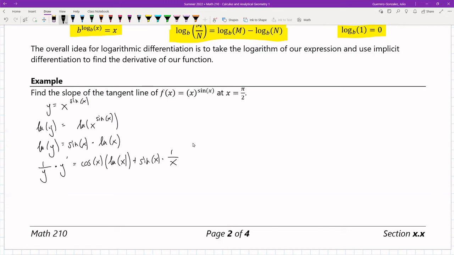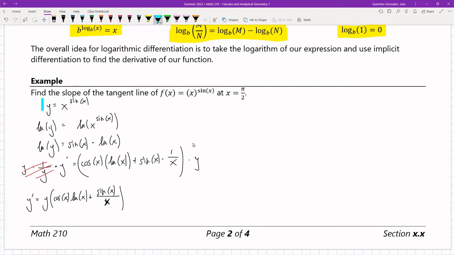I have a 1 over y. So for the whole thing, I get to multiply this side by y. That'll cancel these out. Since I multiplied it to an entire one side, I get to multiply this by y as well. So then I get this: y prime is equal to y times cosine of x ln of x plus sine of x over x, right?